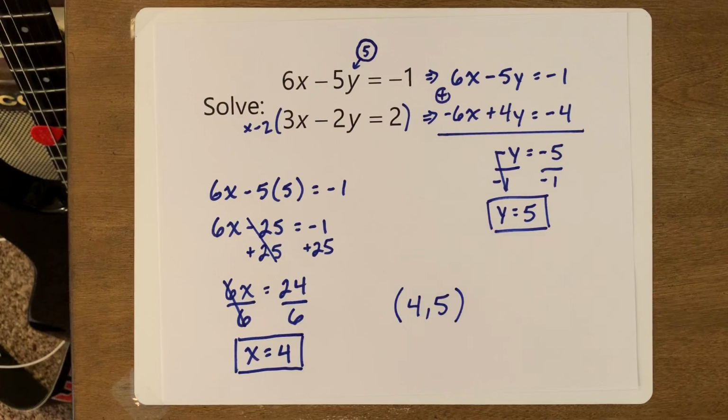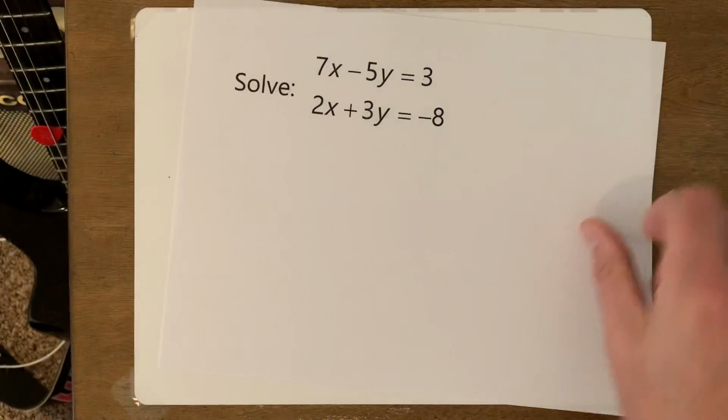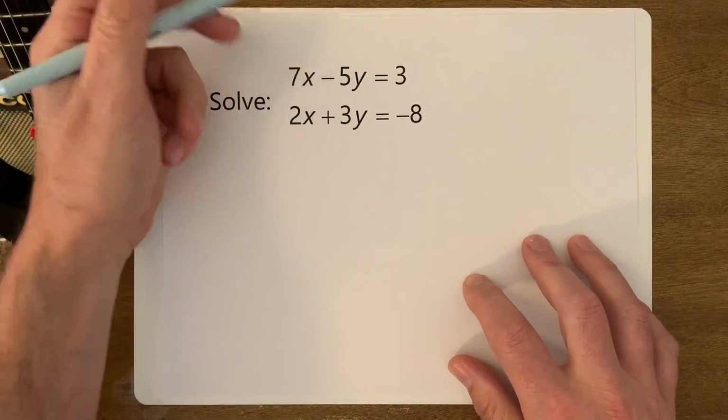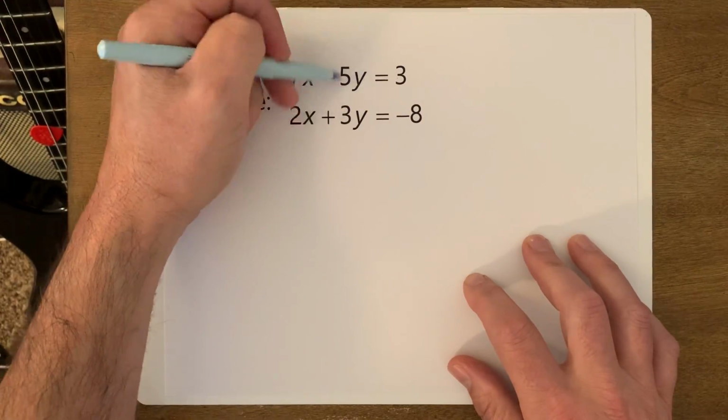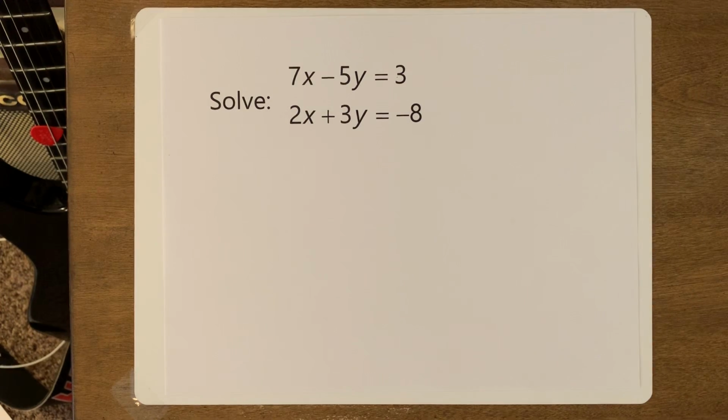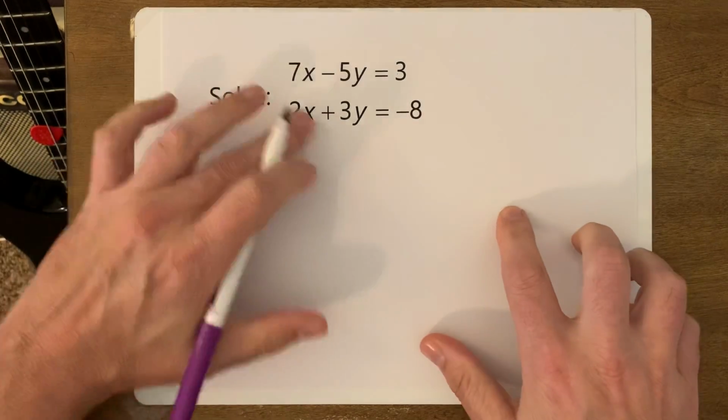All right, let's try this one. This one, 7 and 2, they have nothing in common, both prime. 5 and 3, nothing in common, both prime. So now I have a problem, and my problem is I need to fix up both equations. This is the worst possible scenario. Generally not going to get any worse than this. All right, we got to fix up both of them.